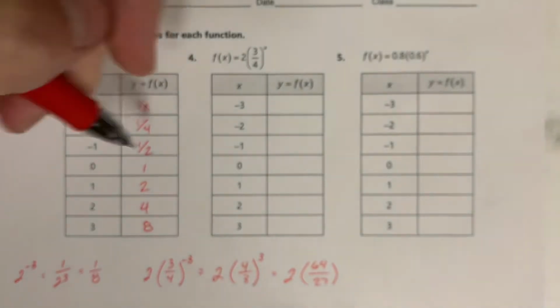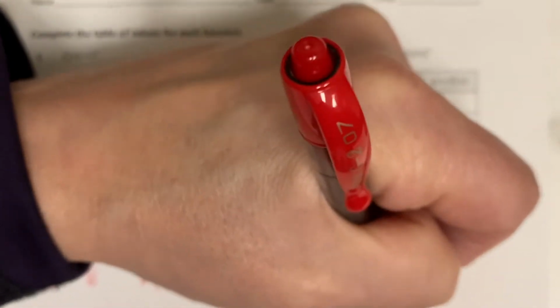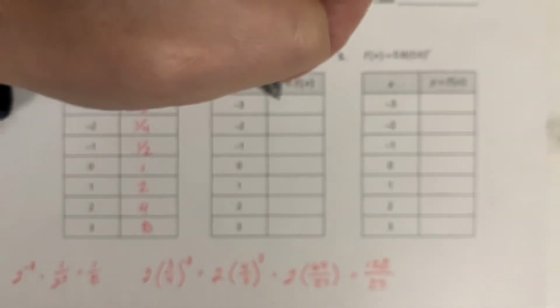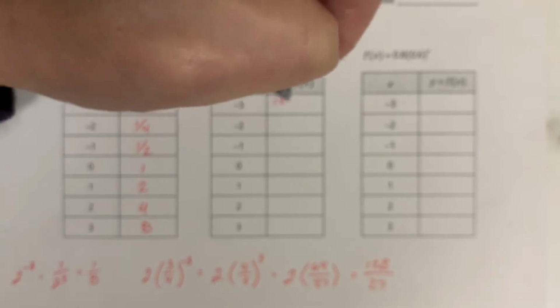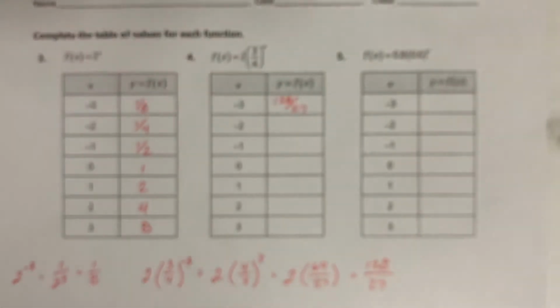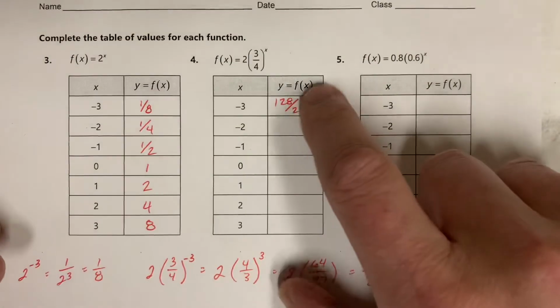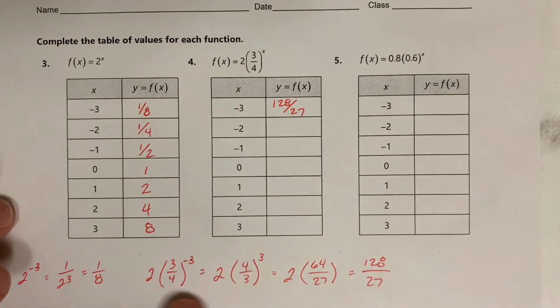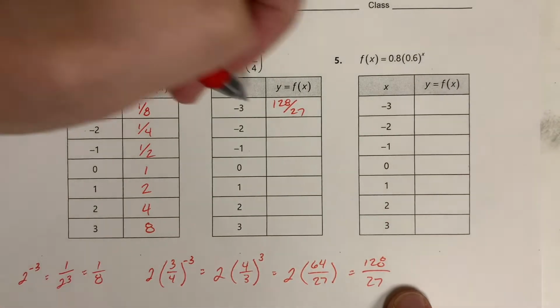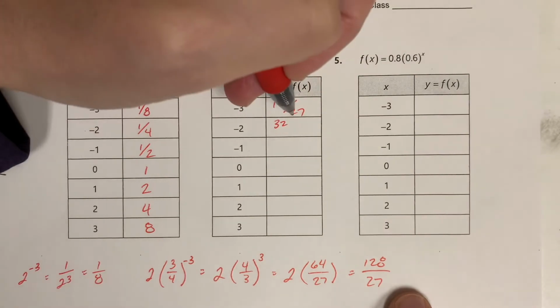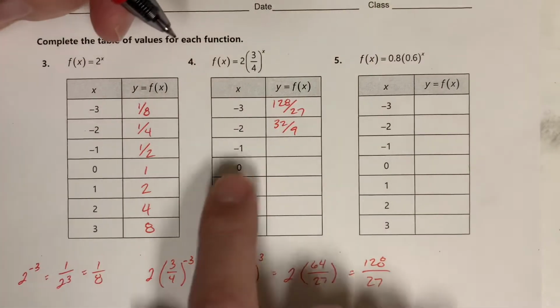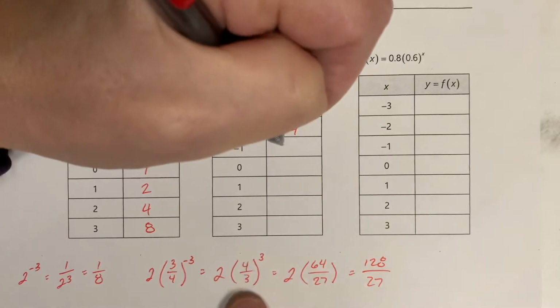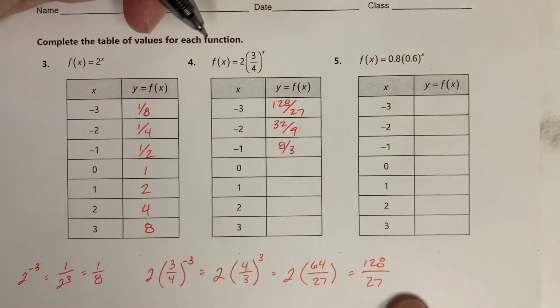And then finally, 2 times 64, the numerator, is 128 over 27. And so the final answer here would be 128 over 27, which is good for the number, but not very good to graph. If you wanted to graph these, then you'd have to get decimals for these probably on your calculator. -2, doing the same process you did here, is going to give you 32 over 9. -1 is going to give you 8 over 3 if you did the same process that you just did here.